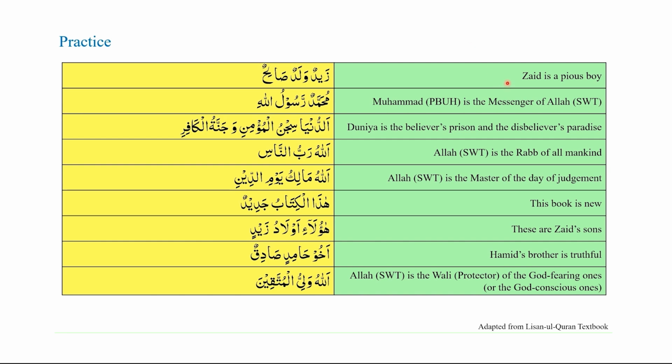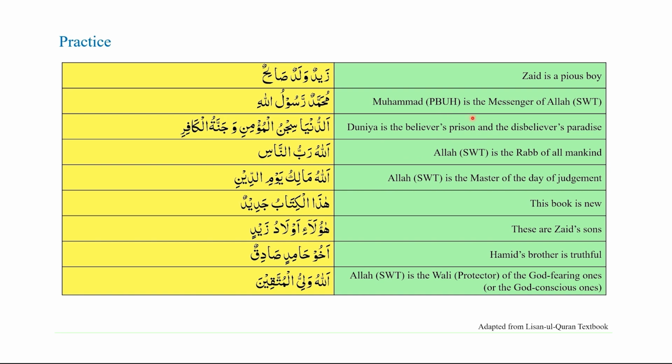Zaid is a pious boy. Zaidun waladun salihun. Waladun salihun is a murakkab tawsifi. Zaidun is mubtada and waladun salihun is khabar. Mubtada is marfu, khabar is marfu, mubtada is definite, khabar is indefinite.